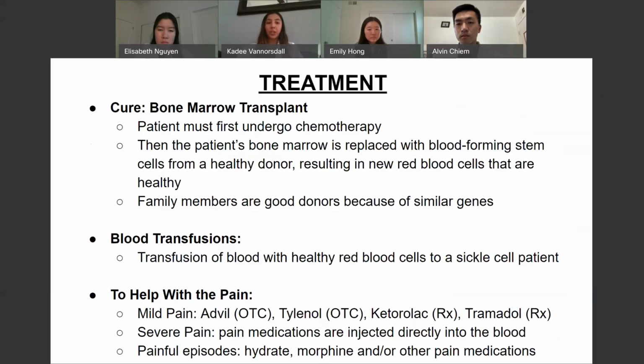There are also pain injections for severe pain, and as for painful episodes, which are also called painful crises, doctors recommend hydrating and also receiving pain pills and injections like morphine.